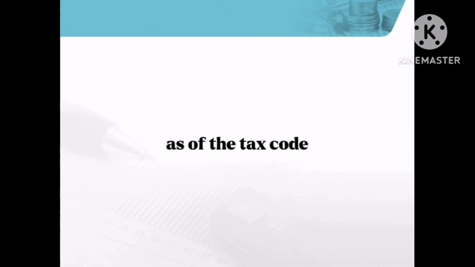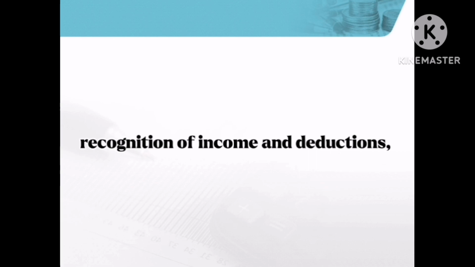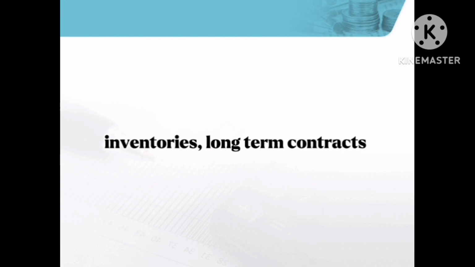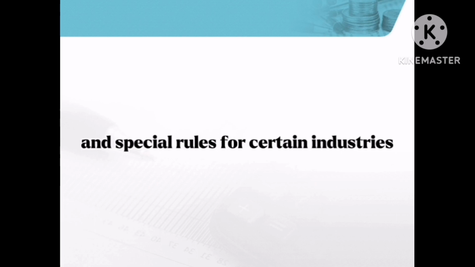As I said, as of the tax code, the accounting period, method of accounting, recognition of income and deductions, inventories, long-term contracts, and special rules for certain industries.